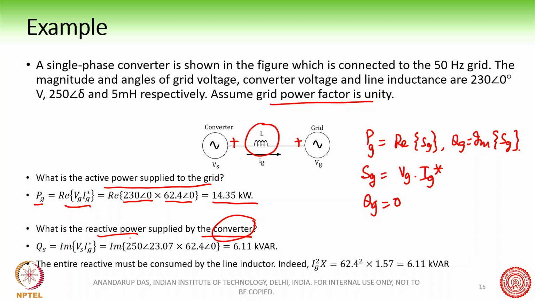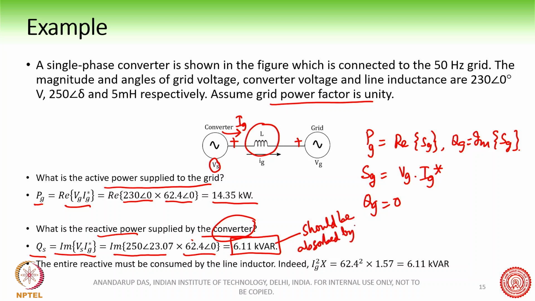So what is the reactive power supplied by the converter? QS here is the imaginary part of VS into IG star. So this voltage and this current, IG. You put these values here, and it comes out to be 6.11 kilowatt. In fact, this should be absorbed by the inductor, by L.